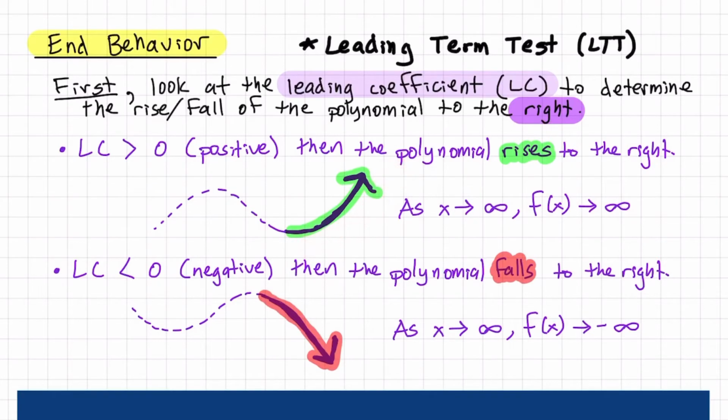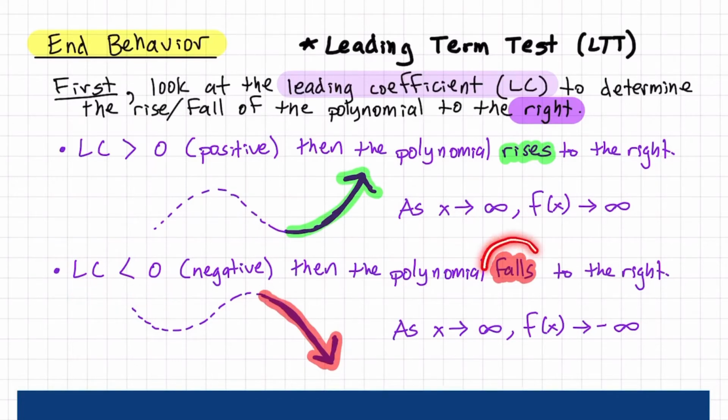Now, here's a notation that we're going to talk about in a minute. But this says, as x approaches infinity, the function approaches infinity. So remember, x is our input, and the function is the output. So as the inputs, or our x's, go to infinity, that means that also the outputs will go to infinity.